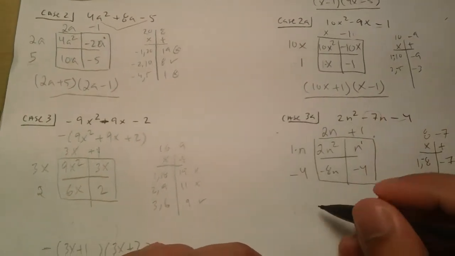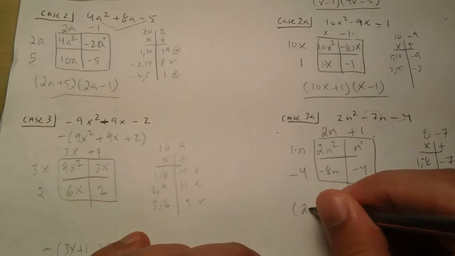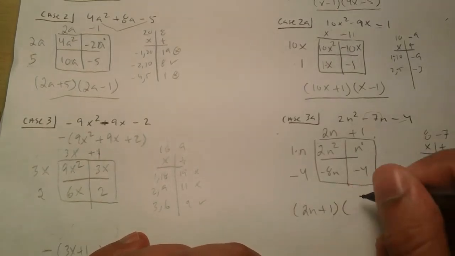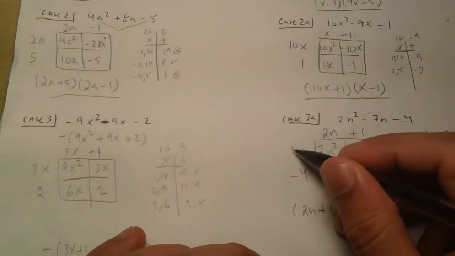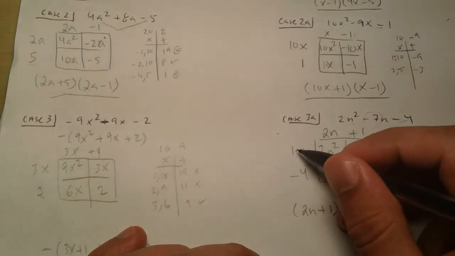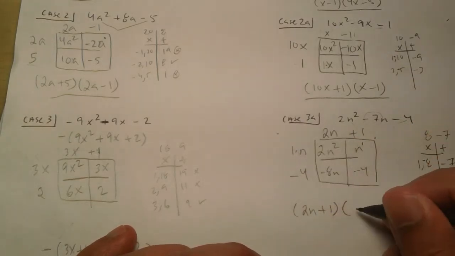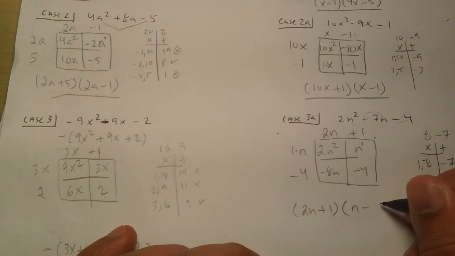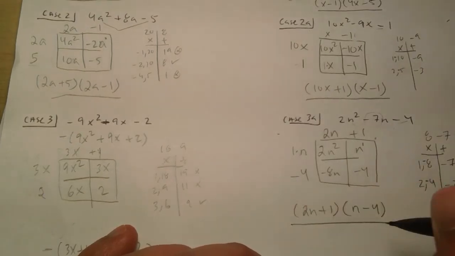So our final answer here should just be 2n plus 1, and then 1 times n minus 4. So that 1 doesn't really change n at all, so we could just leave it as n by itself. So minus 4. And that's it for this video.